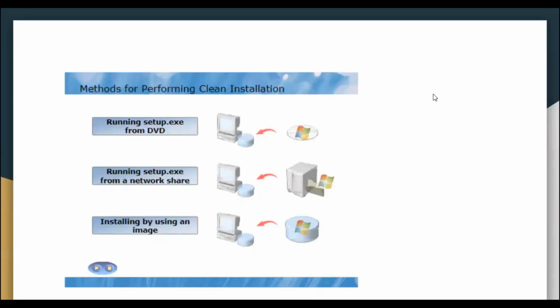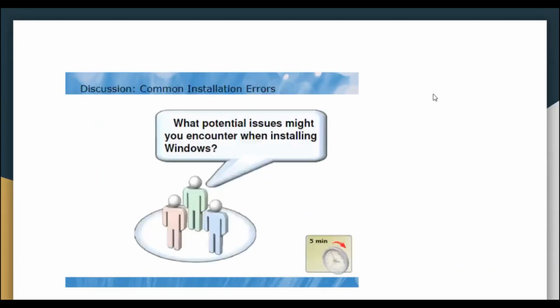So wait while Windows 7 is installed, the machine will restart several times. So wait for Windows 7 setup to complete. So you have to enter the Windows 7 product key. Now your Windows 7 clean install is complete.